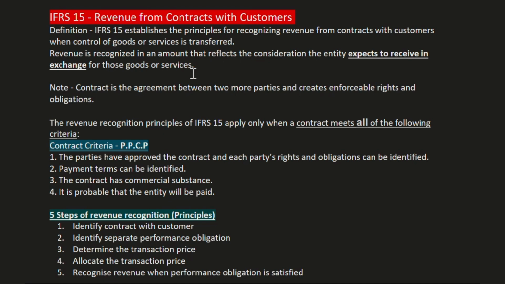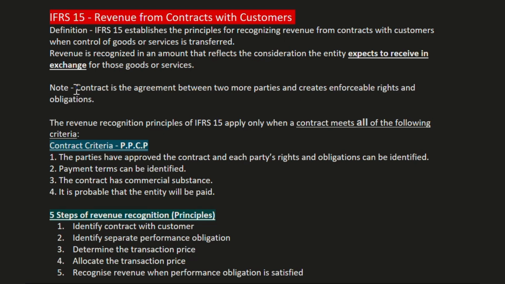those goods or services. So we have five principles of revenue recognition and also the criteria of a contract. Once all five principles of revenue recognition are satisfied and also the contract criteria are satisfied, then we can recognize the revenue. First, we need to see the contract criteria.